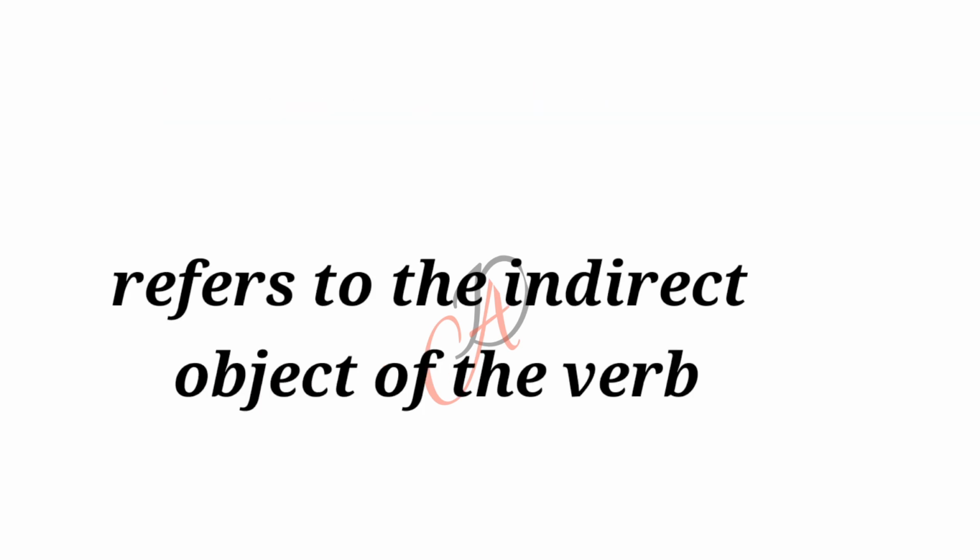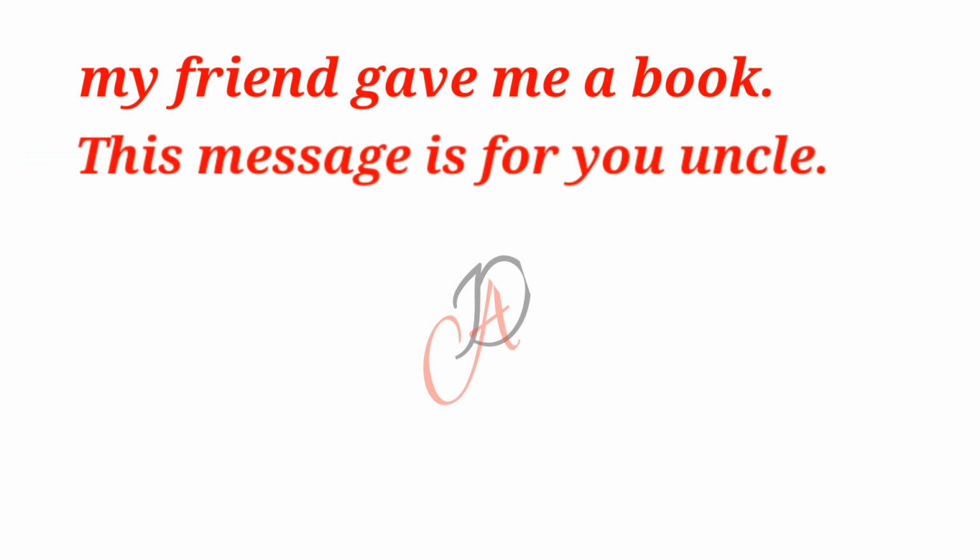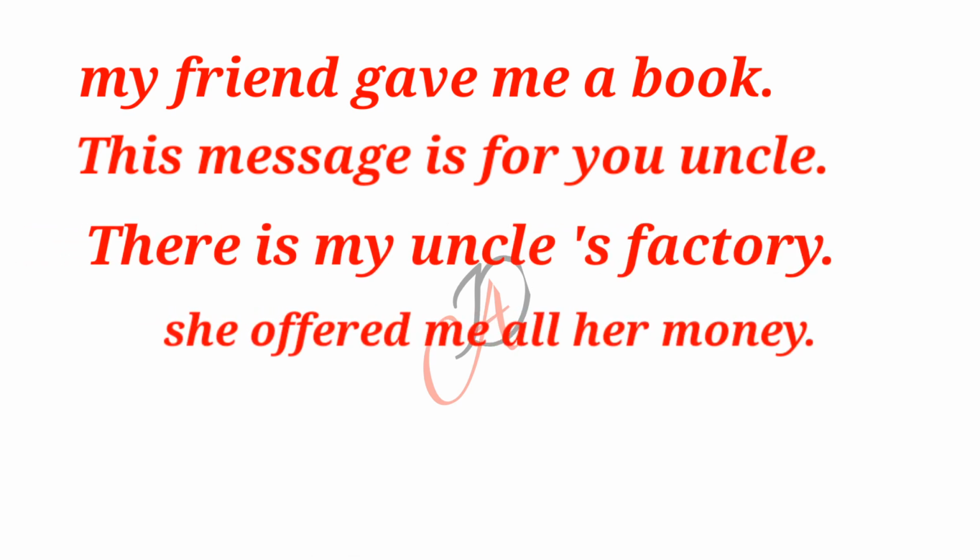Alright, it's exercise time. Find out the noun and its case in the following sentences and leave the answers in the comment section below. First sentence, my friend gave me a book. The second one, this message is for you, uncle. The third, there is my uncle's factory. And the fourth one, she offered me all her money. And the fifth one, my friends attended Rahul's wedding.